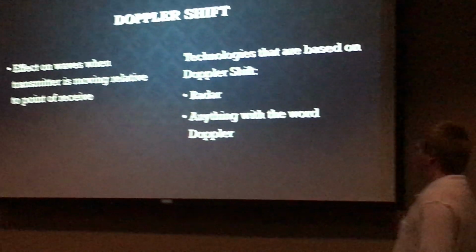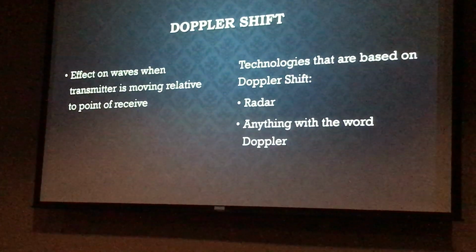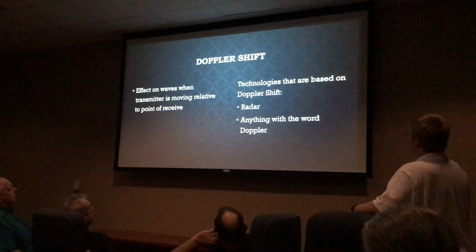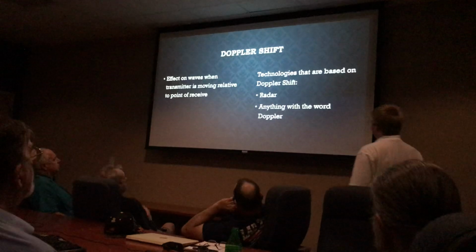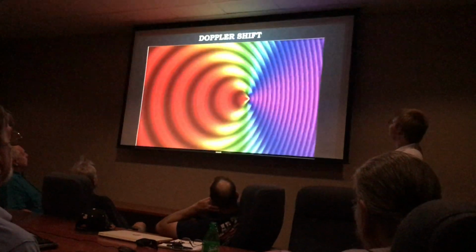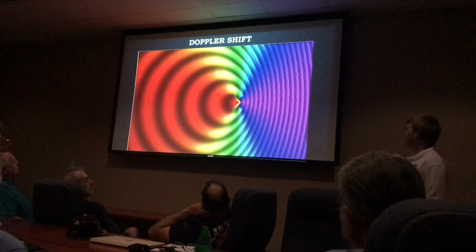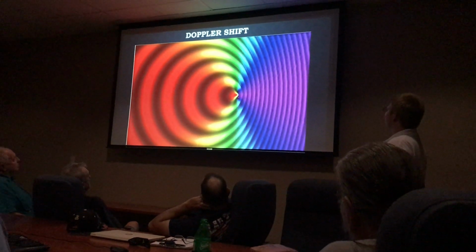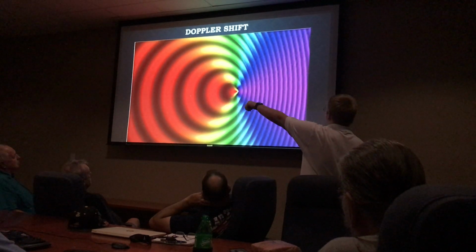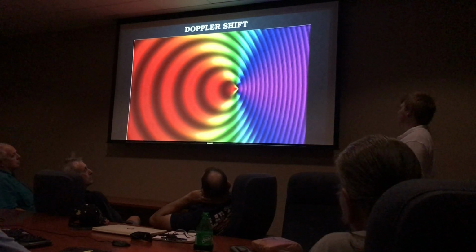Just real briefly on Doppler shift, that's the effect on waves when the transmitter is moving relative to the receiver. Technologies that are based on Doppler shift are pretty much radar and anything else I found with the word Doppler, didn't find too much. So here's a graphic representation of Doppler shift. You'd say the transmitter's here in the center, and if you place the receiver anywhere within this graphic, these are the characteristics you'll be looking to expect.